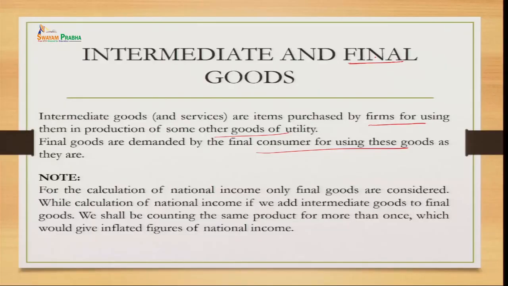If you are using it for your own purpose, then we consider that product a final good, whereas if it is used for producing some other goods and services, then it is considered an intermediate good. So this understanding has to be done very carefully, because for the calculation of national income we take into account the value of final goods and services.